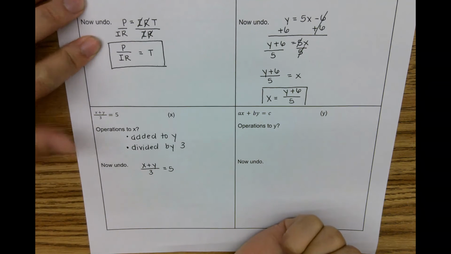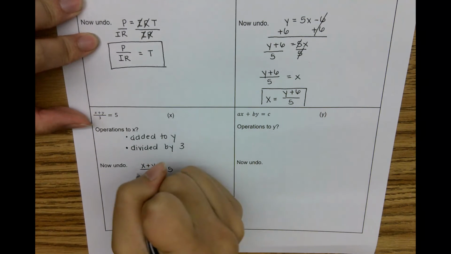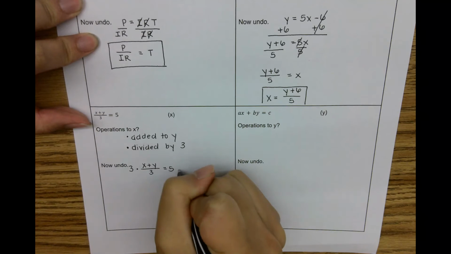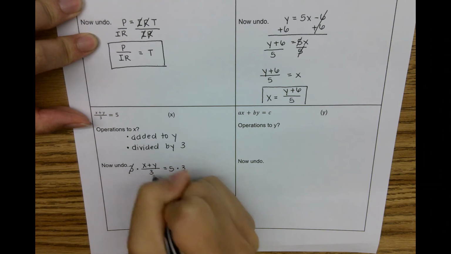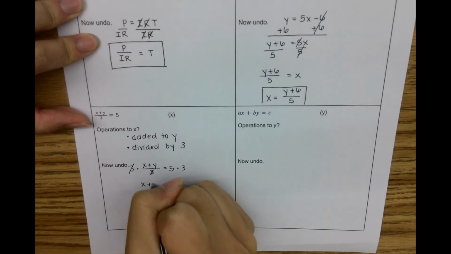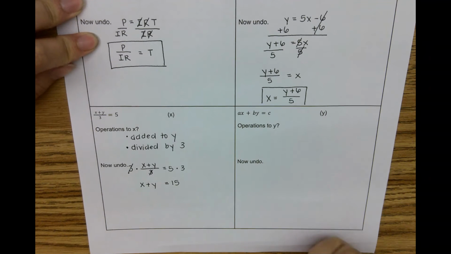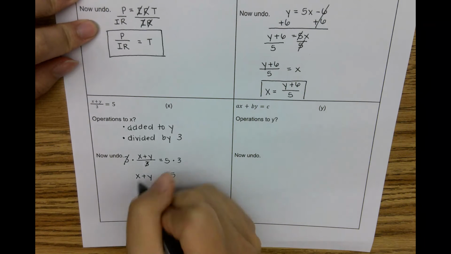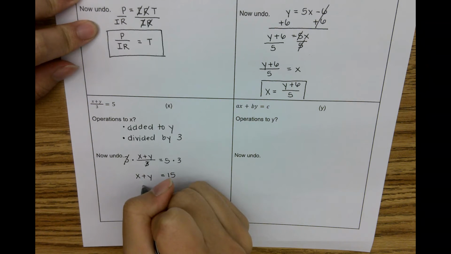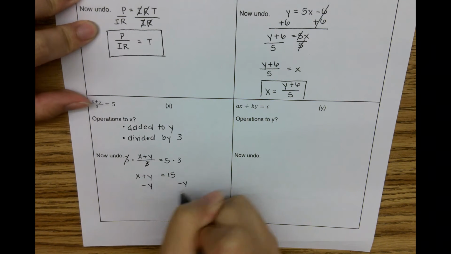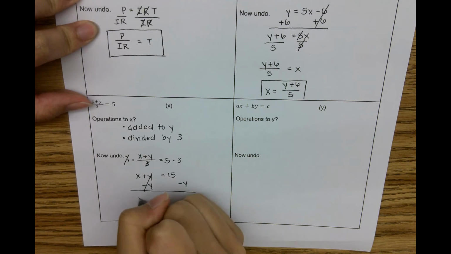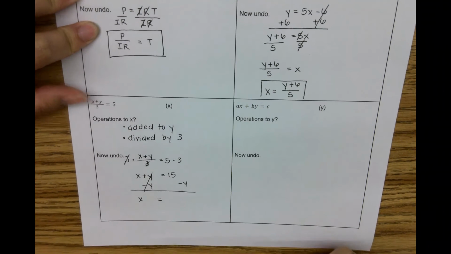Okay. So to get rid of the divide by 3, I am going to multiply by 3. This leaves me with x plus y equals 15. Then I still want x by itself, so I have to get rid of this plus y by subtracting it. This leaves me with x on the left side.